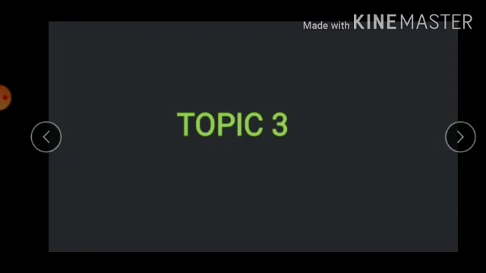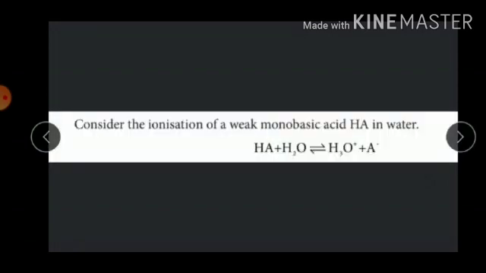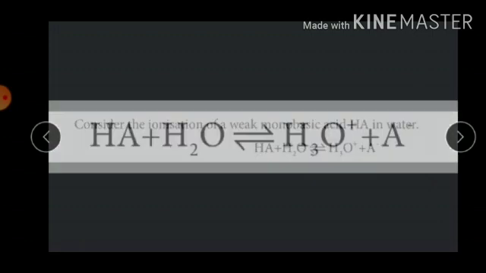Now topic 3 from the ionic equilibrium lesson: the Henderson-Hasselbalch equation. Consider the ionization of a weak monobasic acid HA in water. HA plus H2O gives H3O+ plus A-.